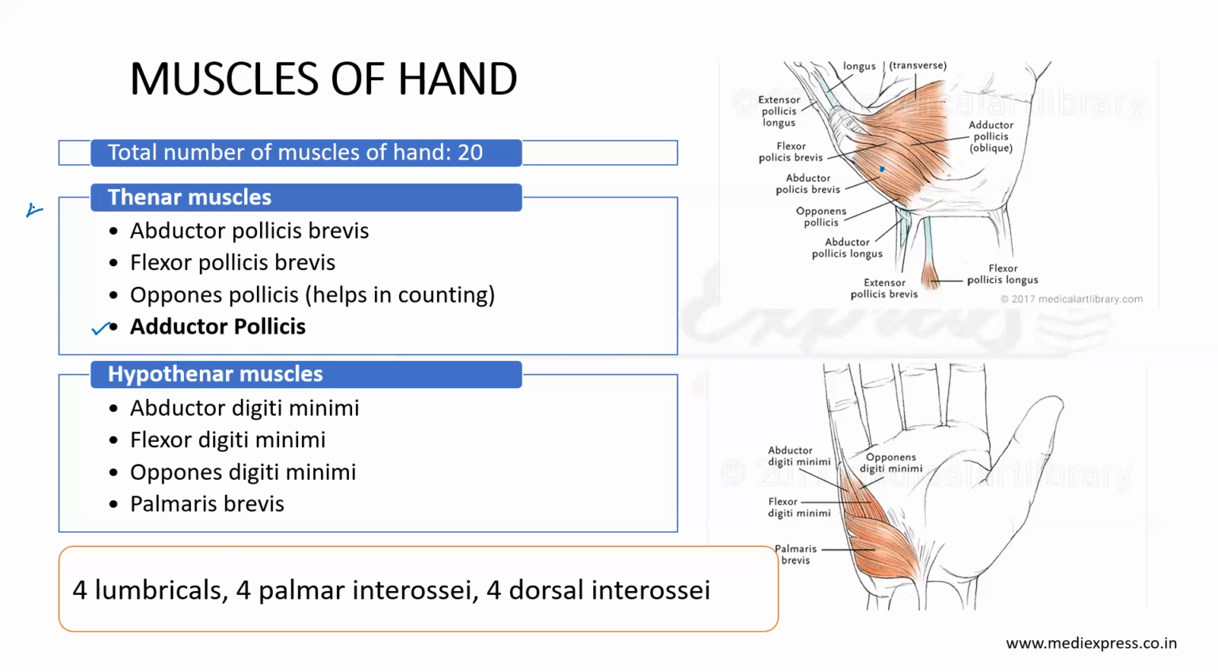Finally, we have four thenar muscles. I'll write over here: four thenar muscles. We have four hypothenar muscles. We have four lumbricals. We have four palmar interossei, as well as four dorsal interossei. So this is the total number of muscles in the hand.